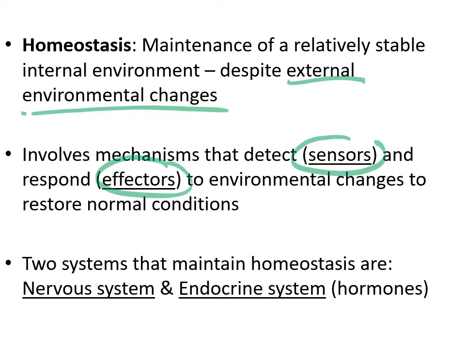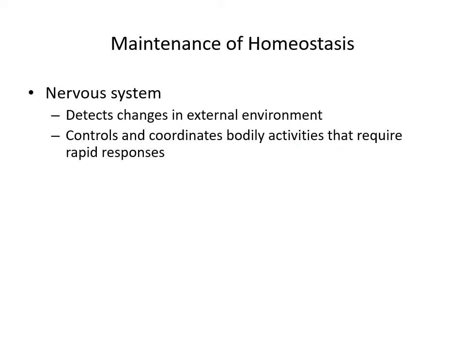So the two systems that are involved in doing this are the nervous system and the endocrine system. I'm sure you've heard of the nervous system. This is essentially your neurons, as well as your central nervous system, your brain, your spinal cord. The endocrine system is essentially the chemical system that is going to be in control of this, and this is going to be involving hormones. So to maintain homeostasis, the nervous system is going to be detecting changes in the external environment, generally involved with rapid responses to those changes, and again is able to control and coordinate bodily activities.